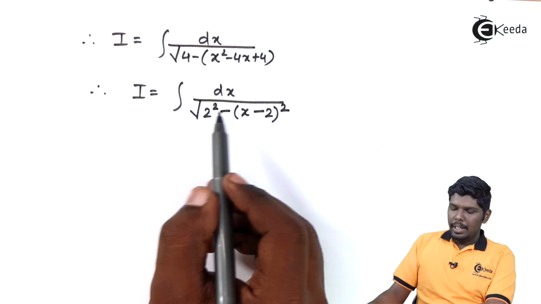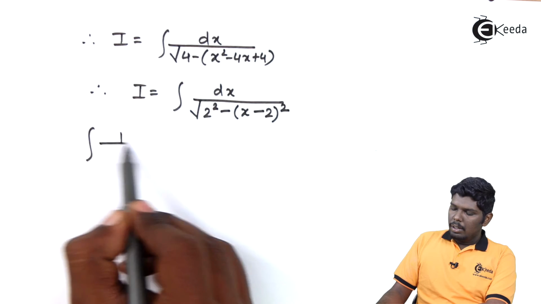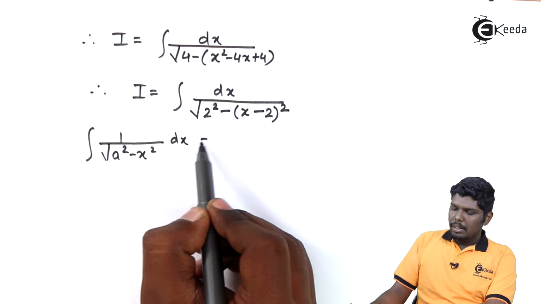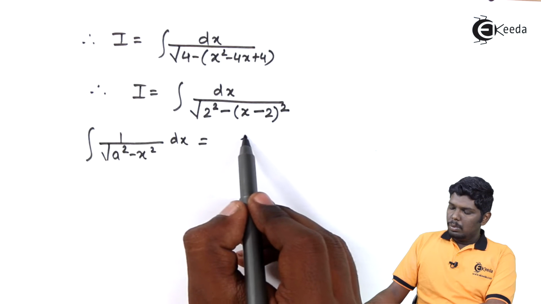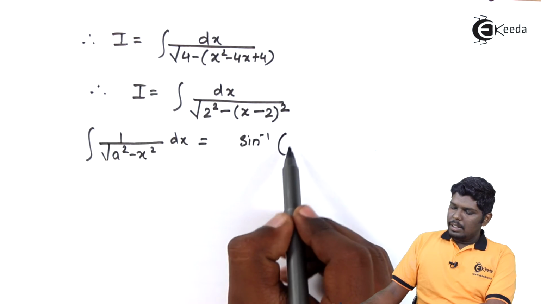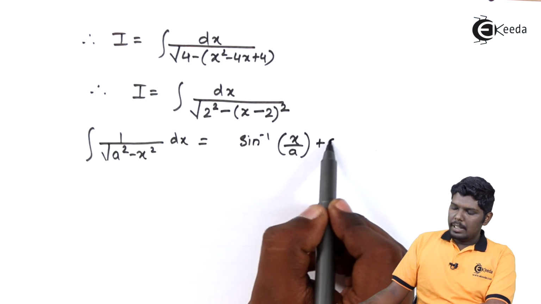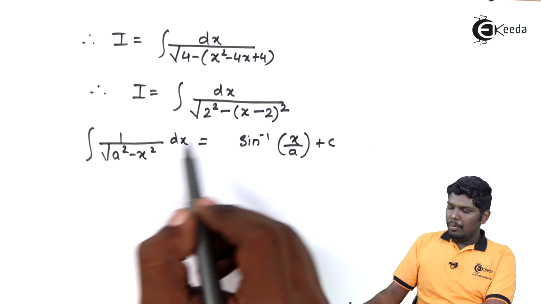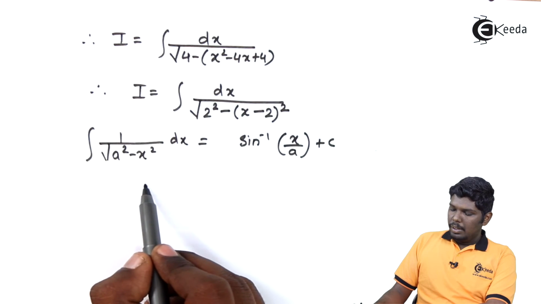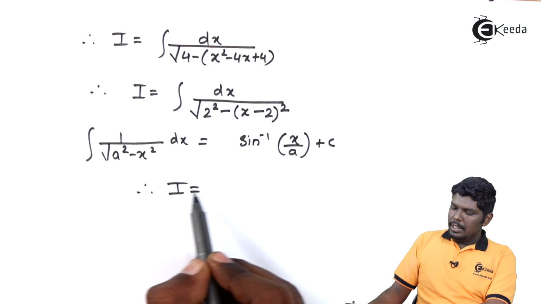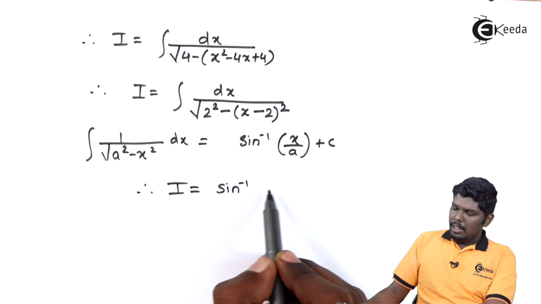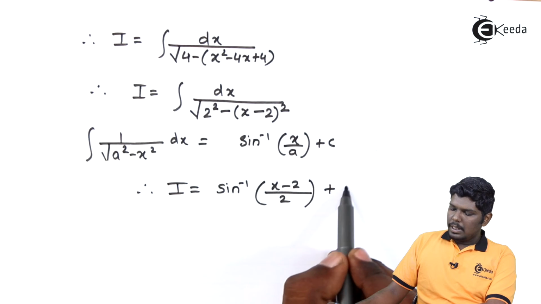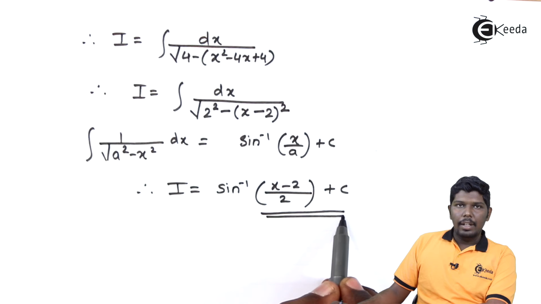I can compare this integral with the standard formula, integral 1 upon under root a square minus x square dx, which is equal to sine inverse x by a plus c. Here the value of a is 2 and the value of x will be x minus 2. Therefore, I is equal to sine inverse of x minus 2 upon 2 plus c. This is our final answer.